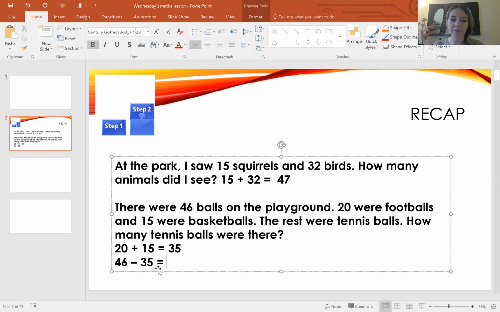So 6 ones take away 5 ones is 1 one, and 4 tens take away 3 tens is 1 ten. So there were 11 tennis balls. Well done if you got those right. You might have needed to use the bar model to help you to work out what to do. That's brilliant if you did, or well done if you drew the problem out to help you work it out.